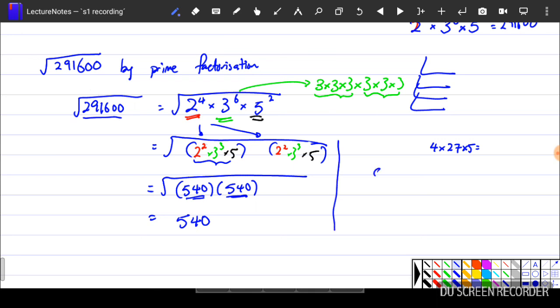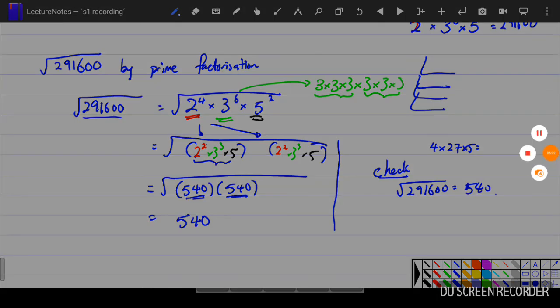A few ways to check using calculator. We can also simply just press the square root on the calculator, right? So calculator will give us the number as 540 as well. Okay, I think I'm almost done here. You can now try your questions in the notes.